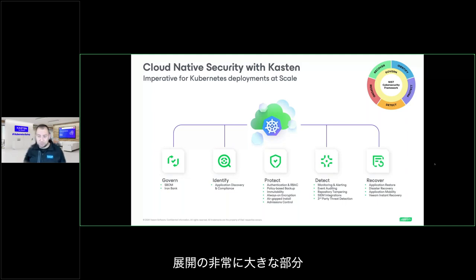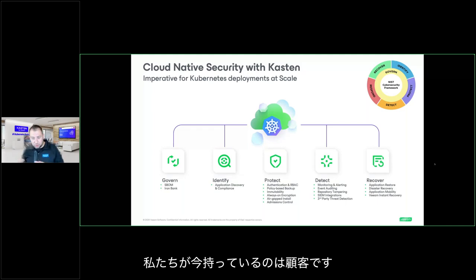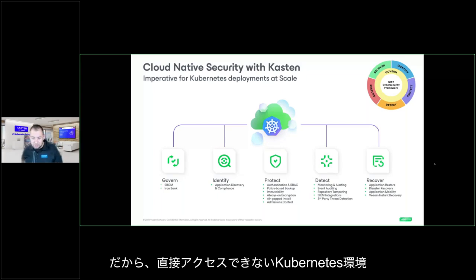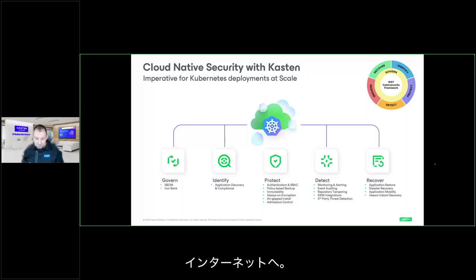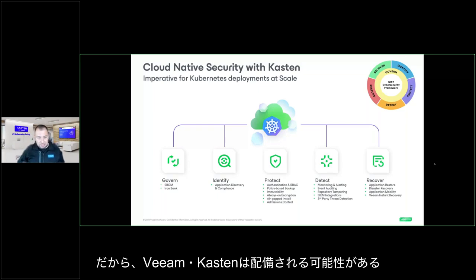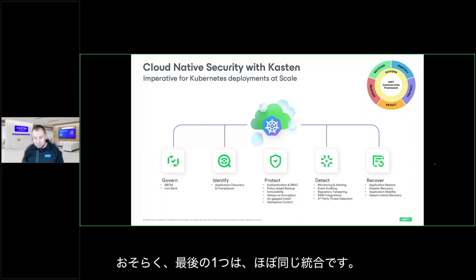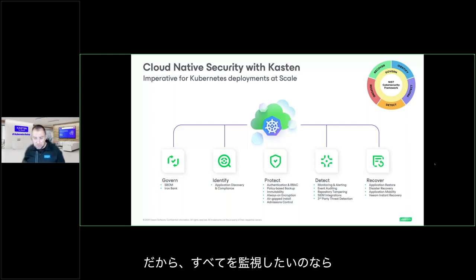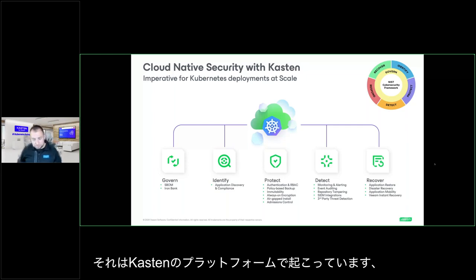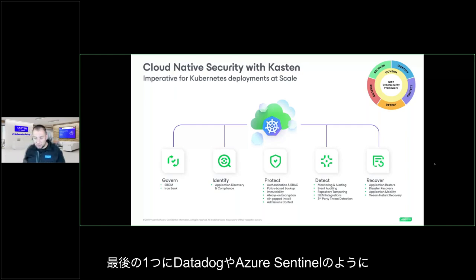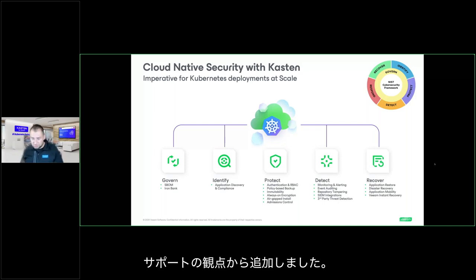A very big part of the deployments that we have right now are customers using Kubernetes in air-gapped environments, so Kubernetes environments that don't have access directly to the internet. So Veeam Kasten is capable of being deployed in such a way for this type of environment. And there are many more features that we have provided over time. Maybe one of the last ones is the SIEM integration. If you want to monitor everything that is happening on the Kasten platform, you will be capable of doing that with SIEM platforms like Datadog or Azure Sentinel, one of the last ones that we have added from a support perspective.